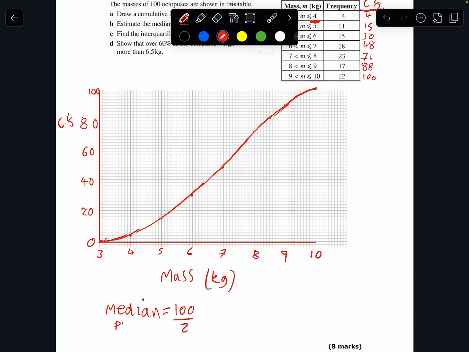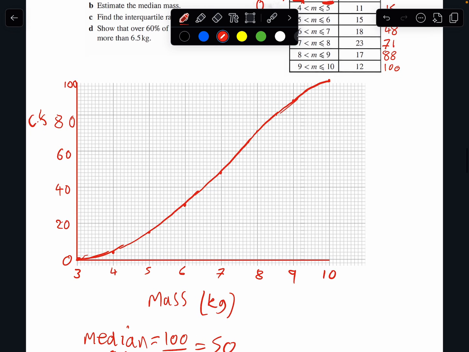Sorry, median position is 100 divided by 2. So that's going to be the 50th octopus. So we're looking for the 50th octopus. What I'm going to do, at 50, which is here, is draw a line across and figure out how much that octopus weighs. So the 50th octopus weighs roughly, it's a little bit over 7.